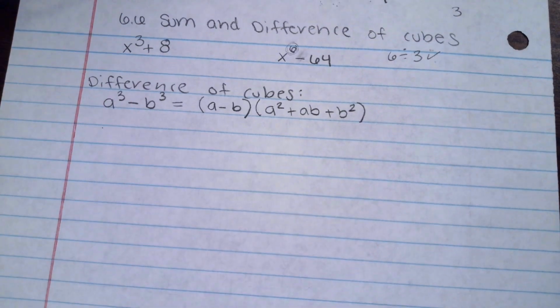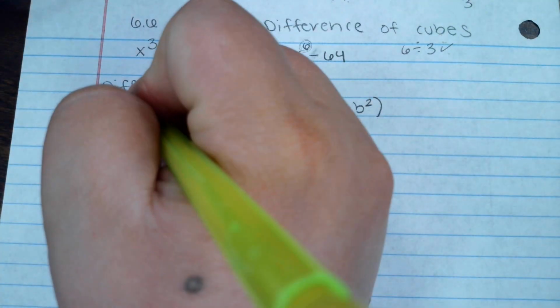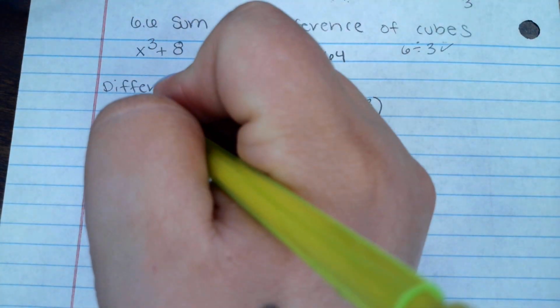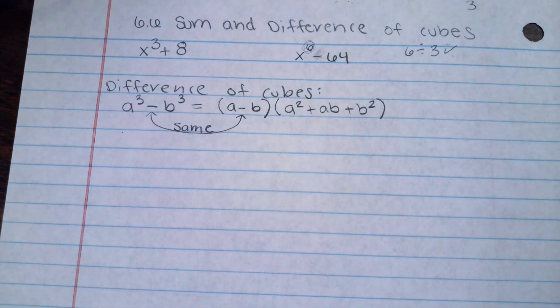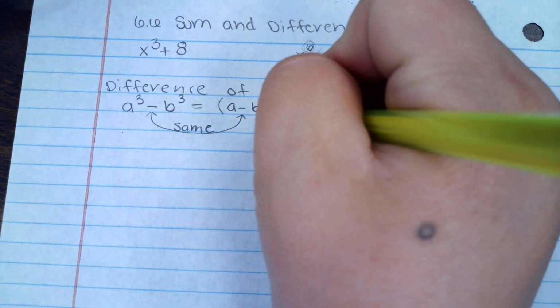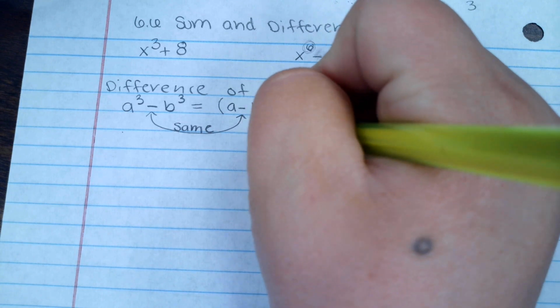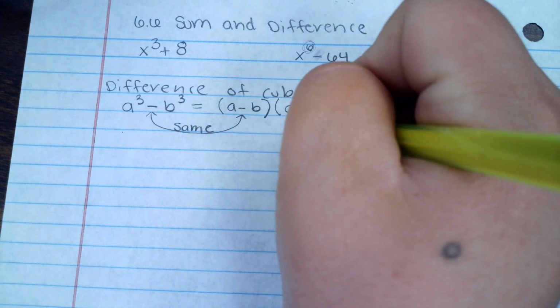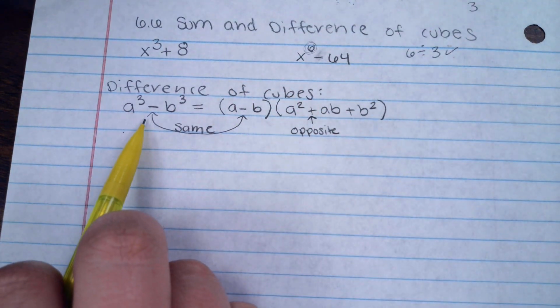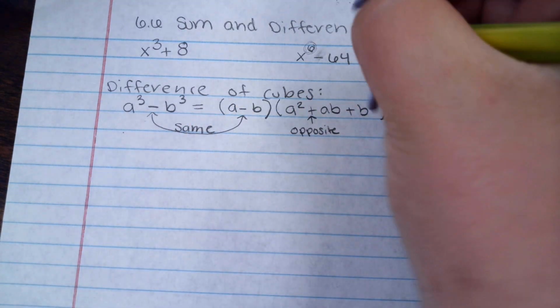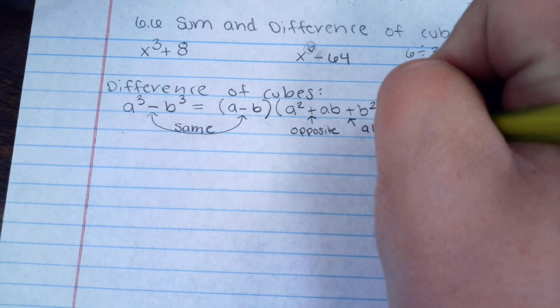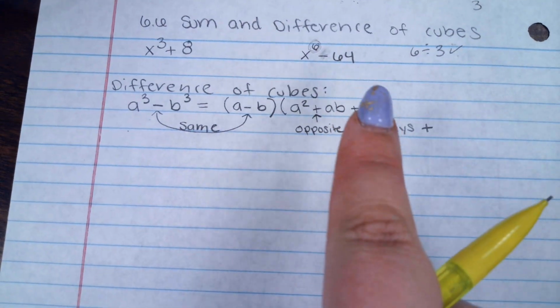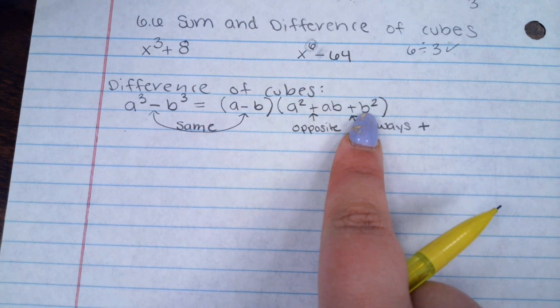Now, this is always going to be the pattern. Since we're taking difference, we are subtracting. So those signs will always be the same. The first sign in your trinomial is going to be the opposite. So since it's difference of cubes, we add first, and this is always addition. So you're always going to end with plus b squared.